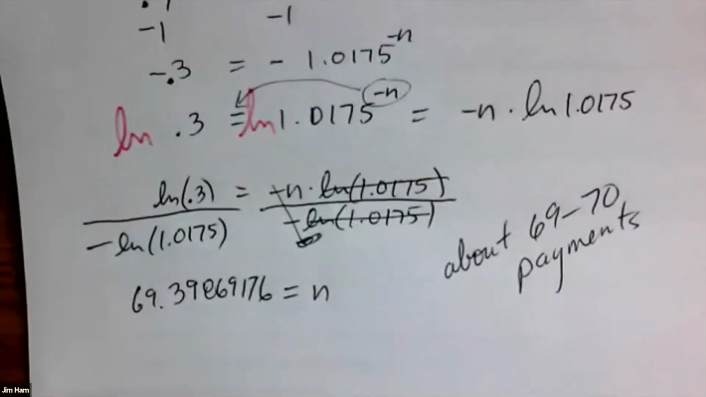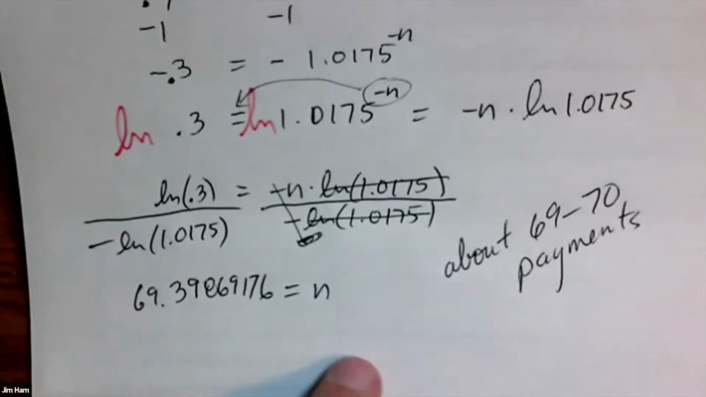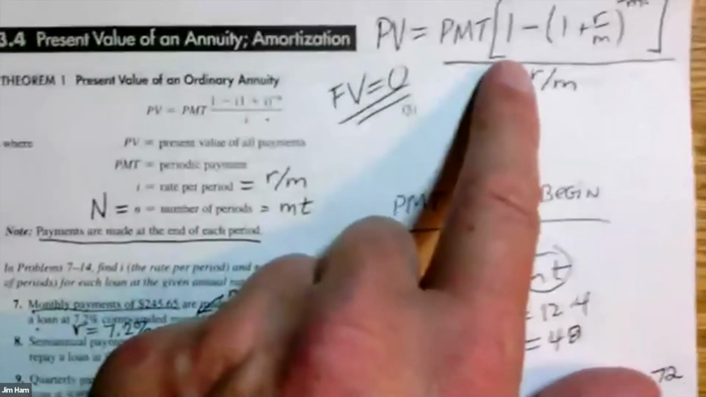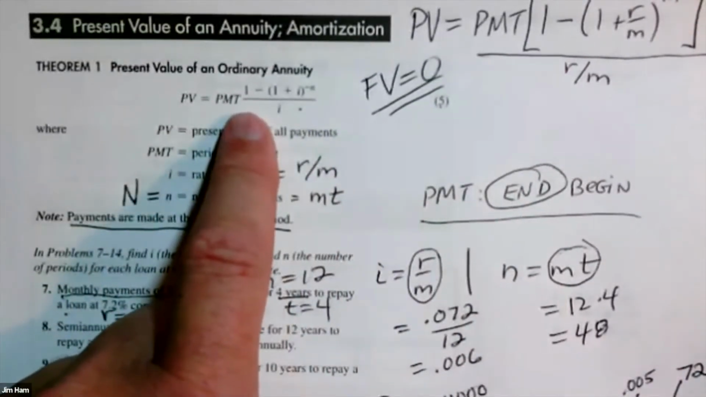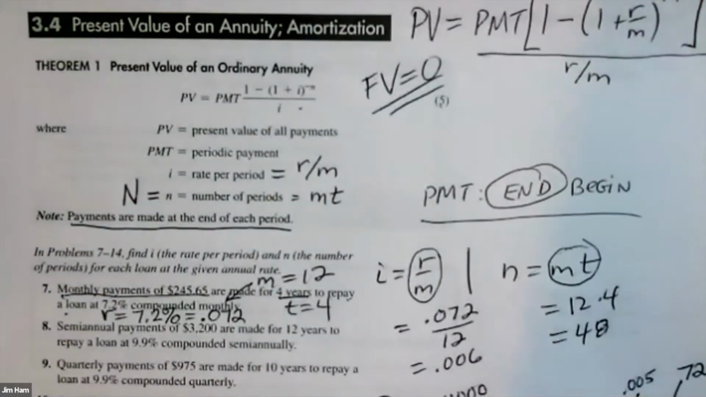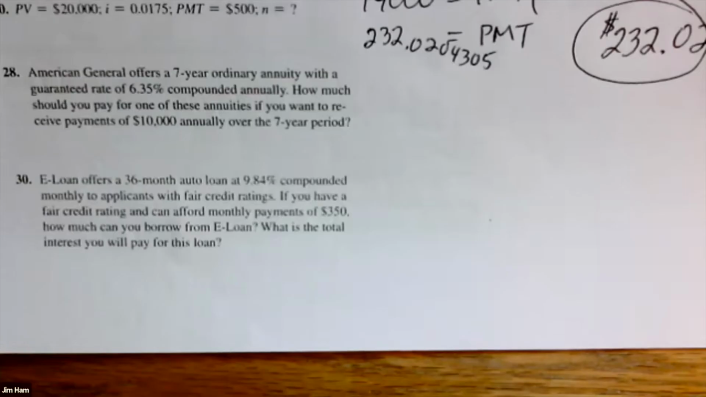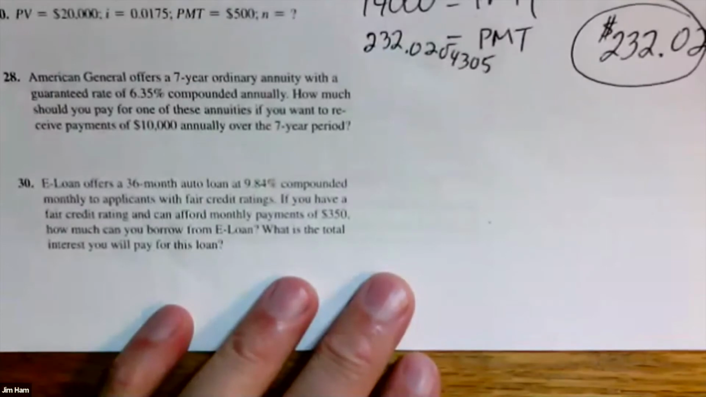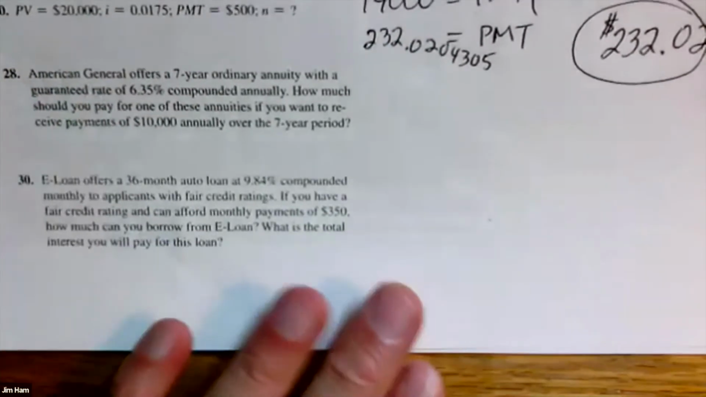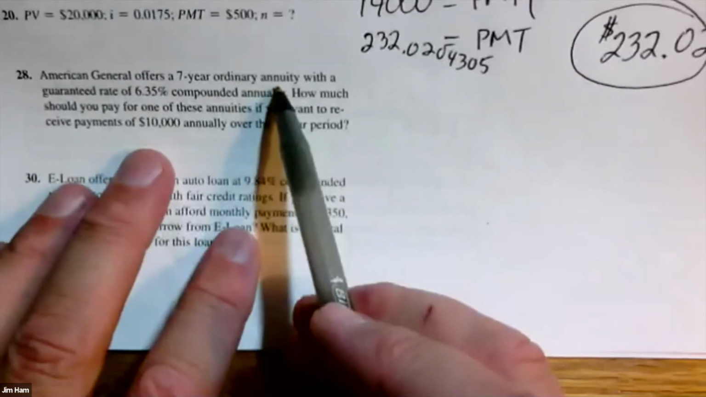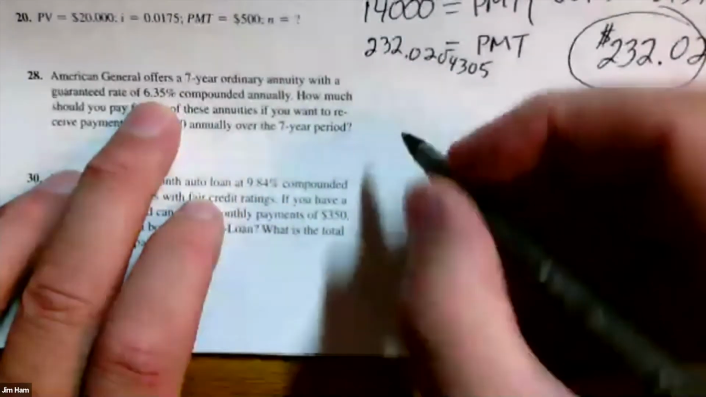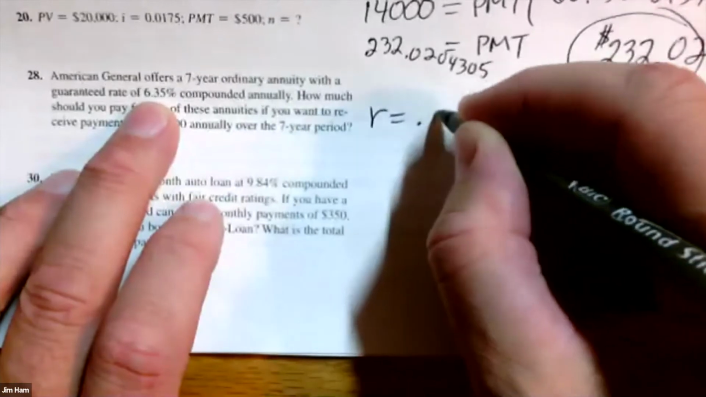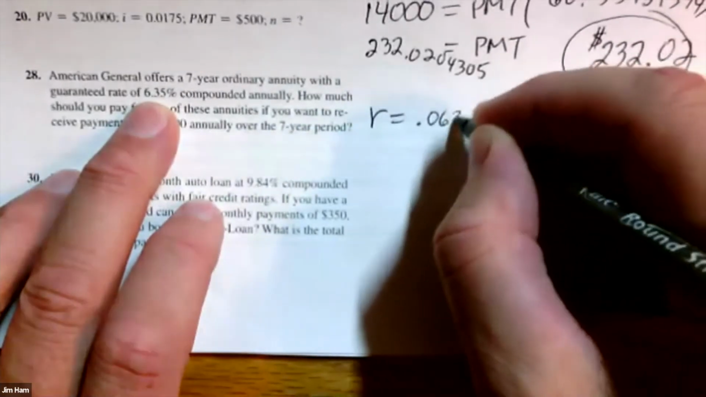All right, so that's the algebra. When it happens in this section, you're going to be using it only for this formula here, this one. Most of the other problems will be done with the TVM solver. So let's take a look at these problems. When you show work on your test, I'm just going to ask you to write down all the inputs from the TVM solver. So in 28, American General offers a 7-year ordinary annuity with a guaranteed rate of 0.0635.